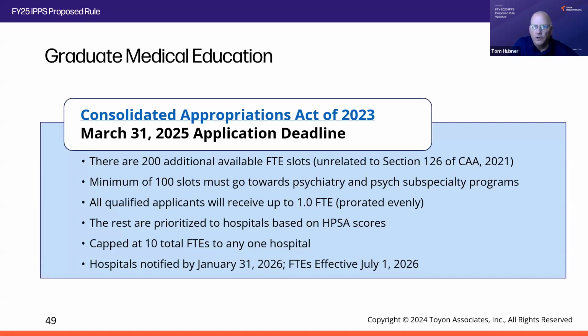And the way they're going to do it, at least initially, looks like no one hospital is even going to get anywhere close to 10 FTEs. There's a March 31st deadline, next March 31st, 2025. And then the hospitals that receive those slots will be effective on July 1st of 2026. So you could go to the next one, Fred, if you don't mind.